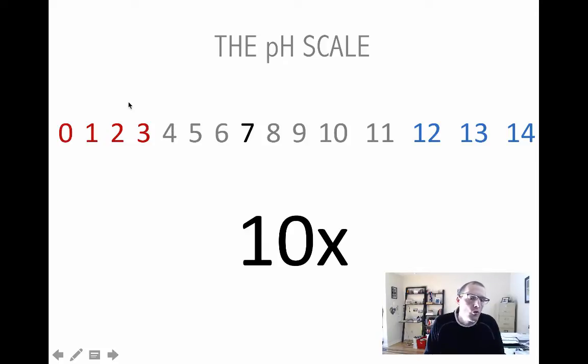If we went from 4 to 2, that's a 100-fold increase in proton concentration. If we went from 11 to 12, that's a 10-fold decrease in proton concentration. So two things to remember about the pH scale. It's a logarithmic scale. That means each change of number, 1 up or 1 down, is a 10-fold change. And the second thing is that as you go down the scale towards 0, proton concentration goes up, and as you go up the scale towards 14, the proton concentration goes down.